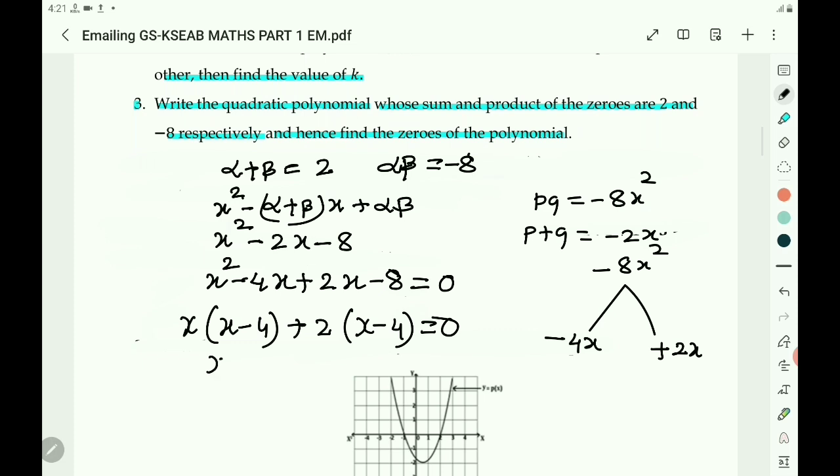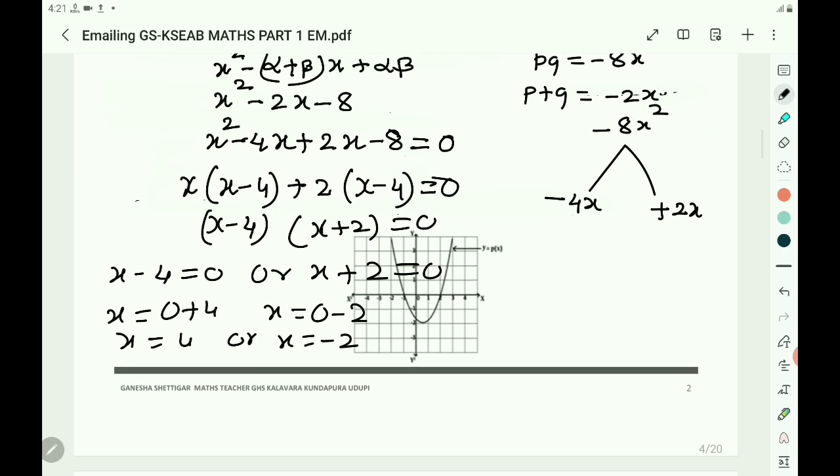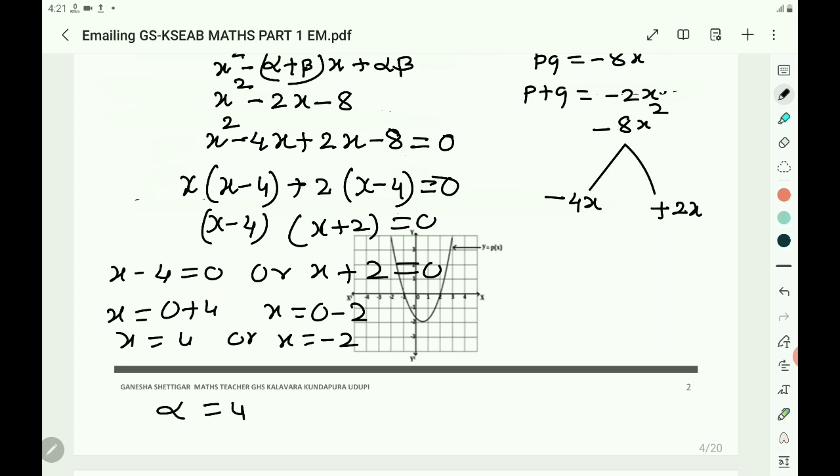Then you write x minus 4 into x plus 2 equals 0. Then x minus 4 equals 0, or x plus 2 equals 0. x equals 0 plus 4. Transfer this minus 4 to the RHS. Then x equals 0 minus 2. You got x equals 4 or x equals minus 2. Then the roots are alpha equals 4, beta equals minus 2.